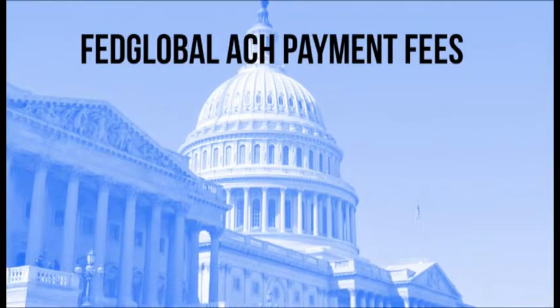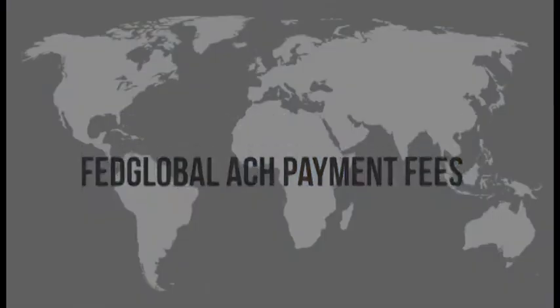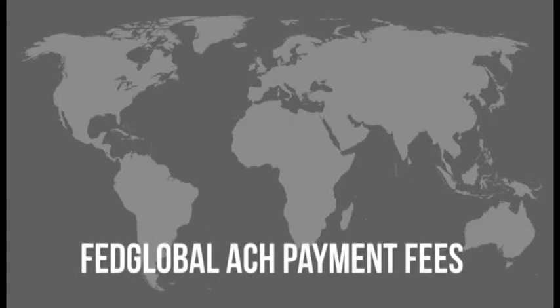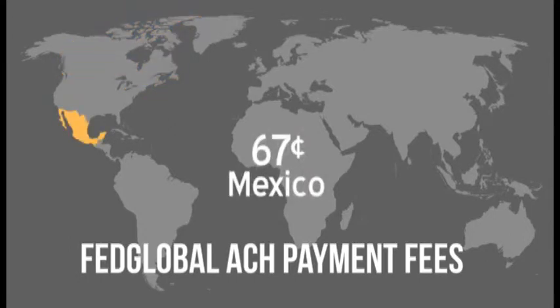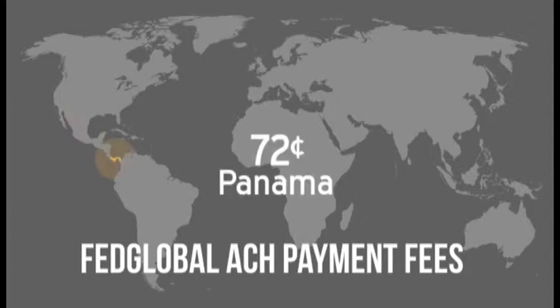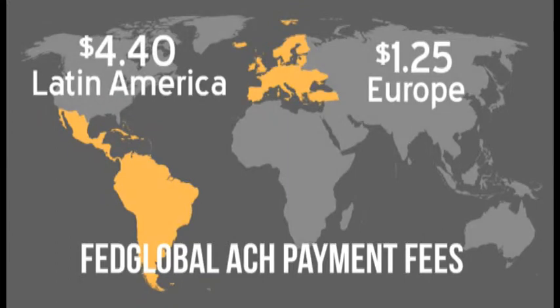If we look at Fed Global ACH payments fees, which is a way to get ACH payments internationally, the Federal Reserve Bank only charges the financial institution 62 cents for a transaction to Canada, 67 cents for a transaction sent to Mexico, 72 cents for ACH sent to Panama, and Latin America and Europe are a little bit more expensive, but they're still below the $5 mark.